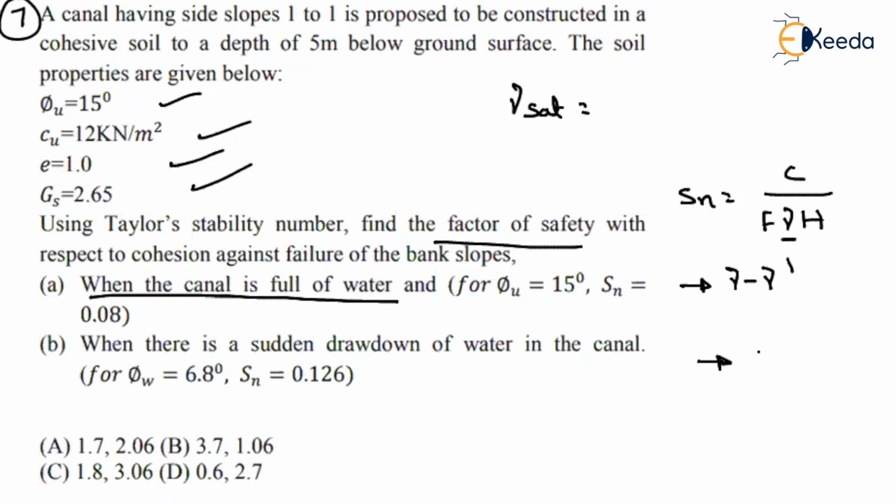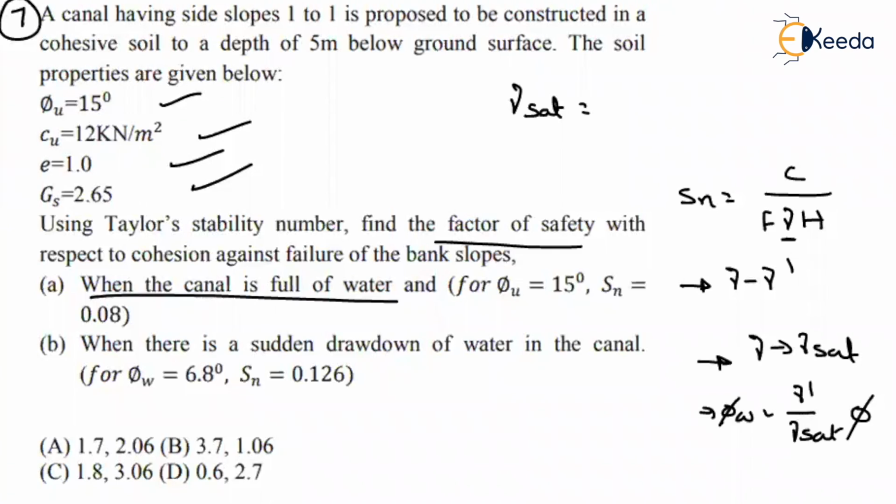In the sudden drawdown condition, you have to use gamma dash, and also you have to use the weighted average. That will be equal to gamma dash divided by gamma saturation into phi. Already we have seen this in the previous case. So first we have to find out the gamma saturation.